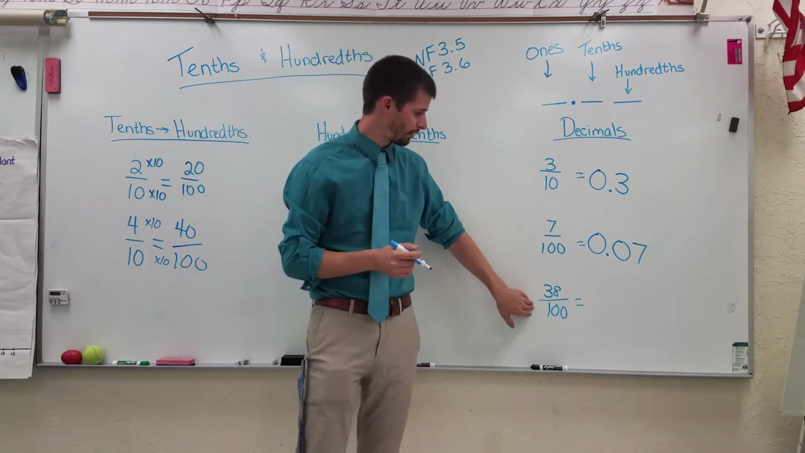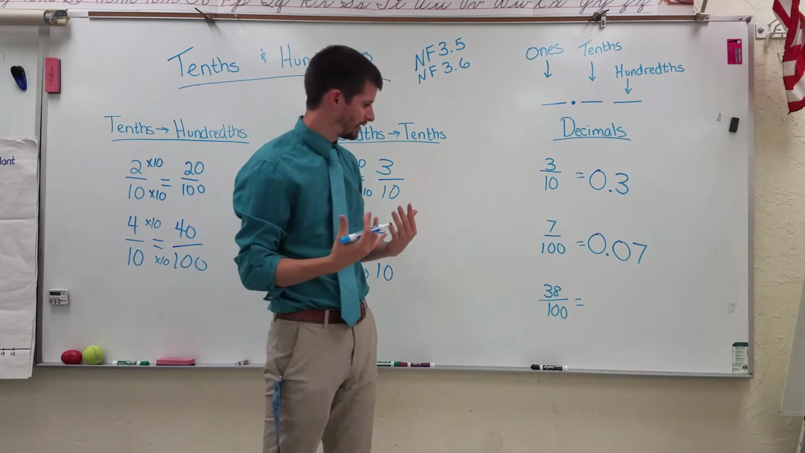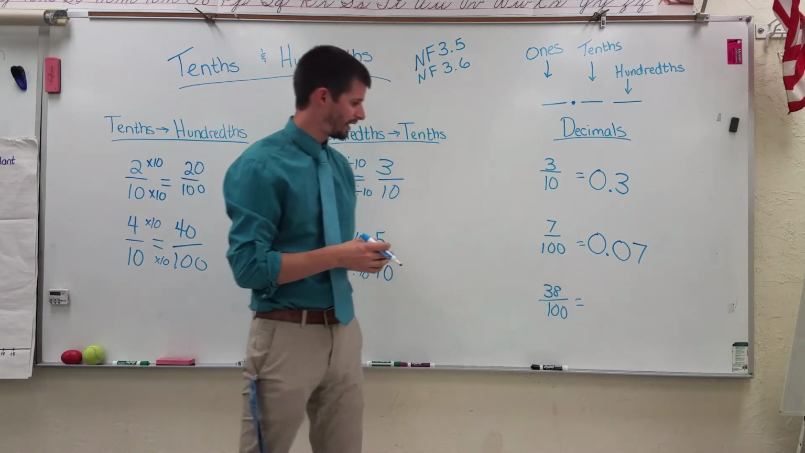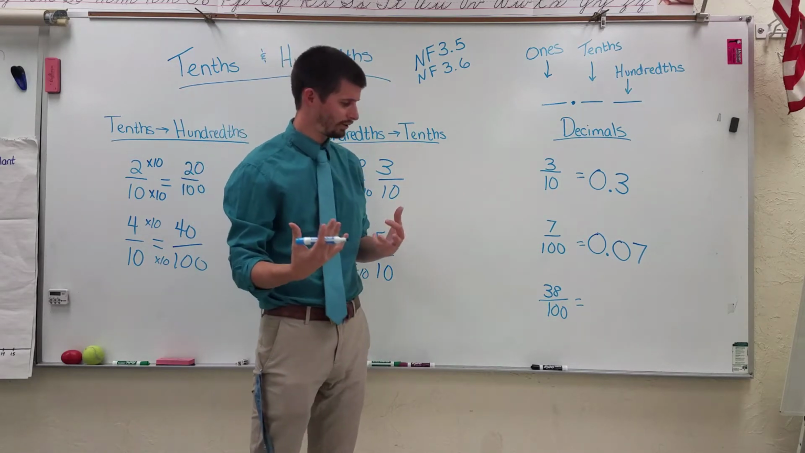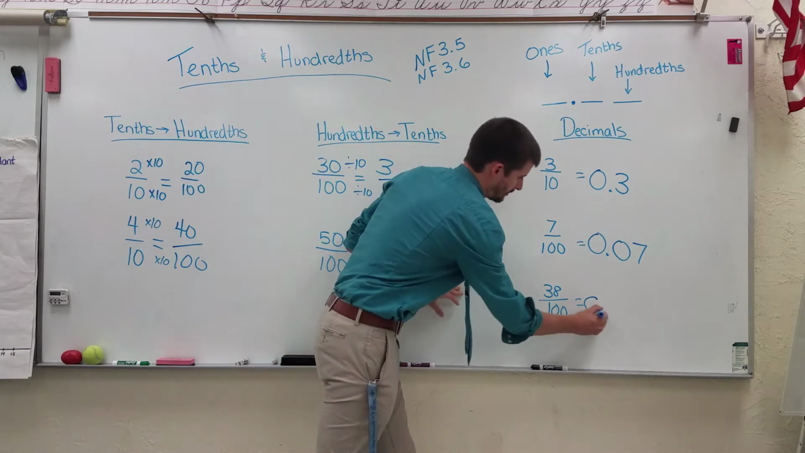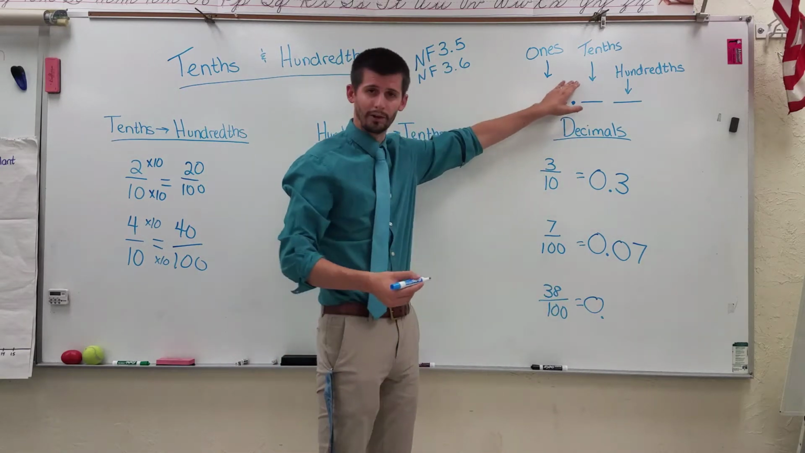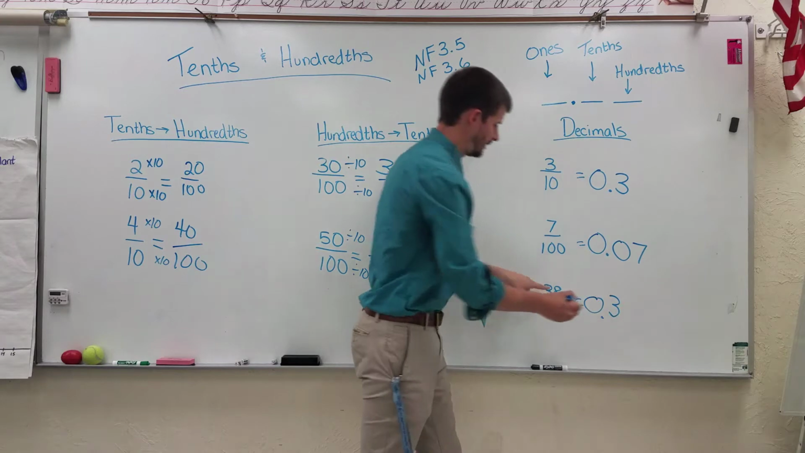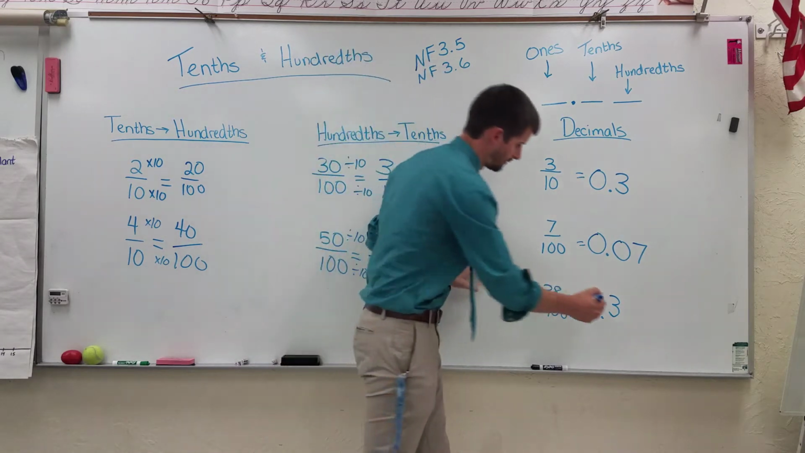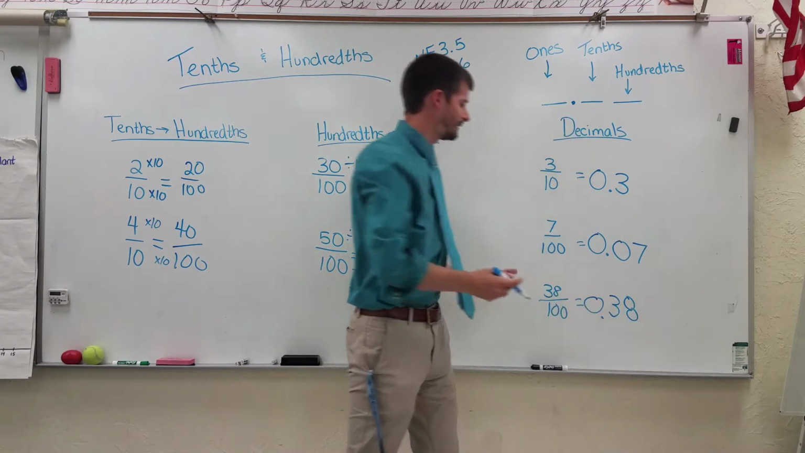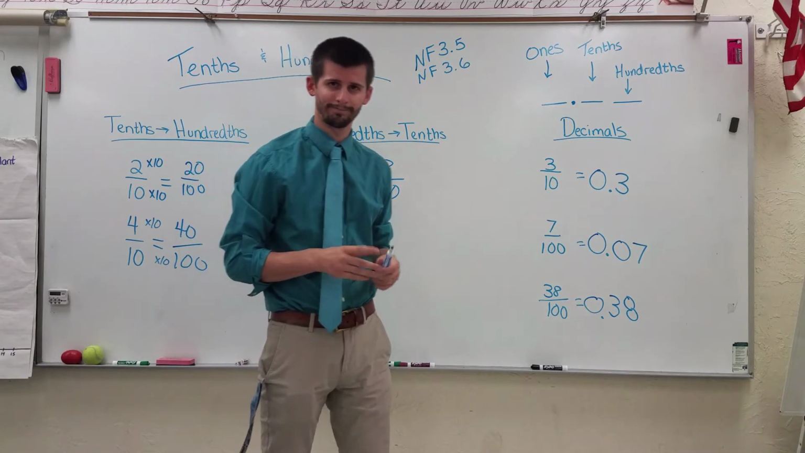And then the last one I have is 38 hundredths. Well, in there, I see that I have 30 hundredths or 3 tenths. So in my tenths place value, I'm going to put a 3. And then I'd have 8 hundredths left over. So then I would just put an 8. 38 hundredths.